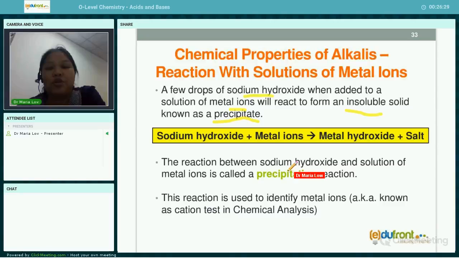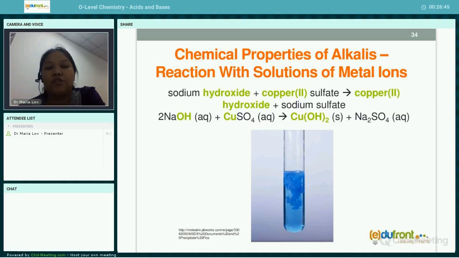The reaction between sodium hydroxide and the solution of metal ions is called a precipitation reaction. This reaction is actually used to identify the metal ions, also known as the cation test in your chemical analysis chapter that we will look at later on.